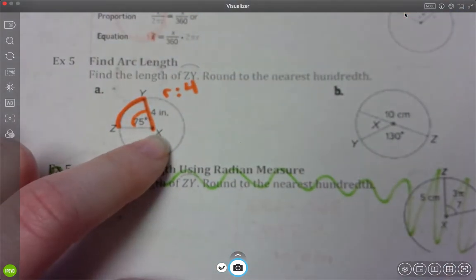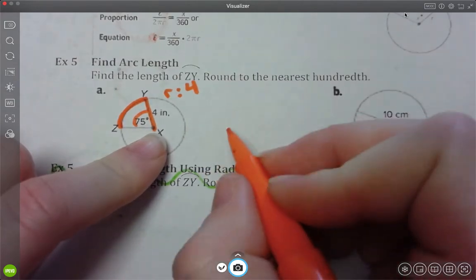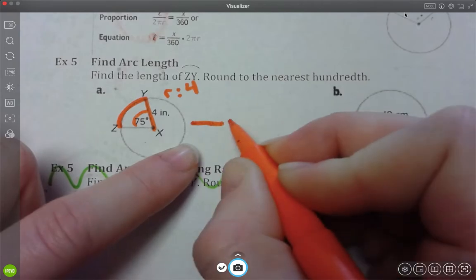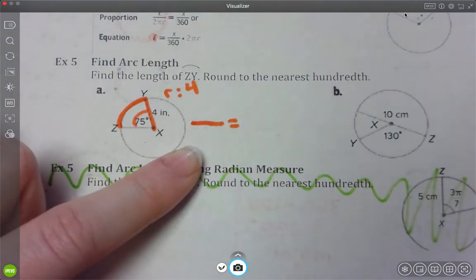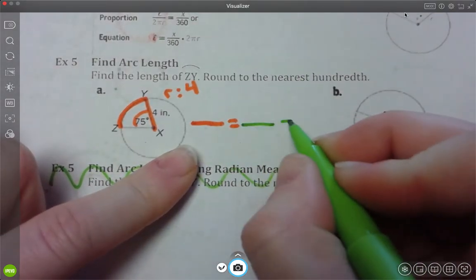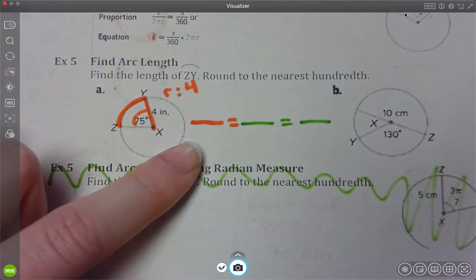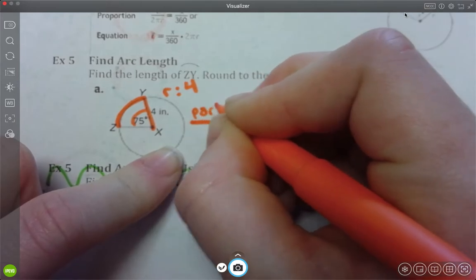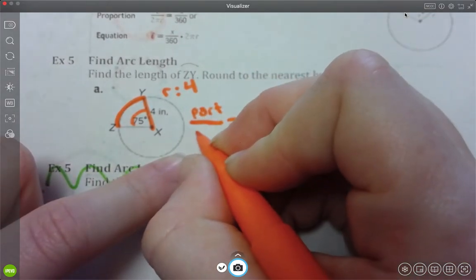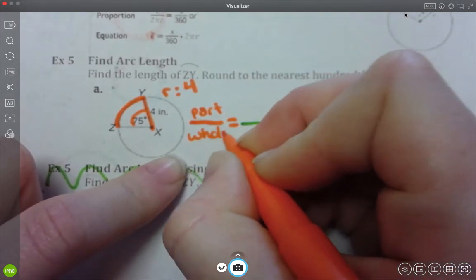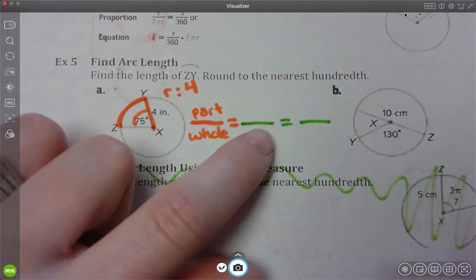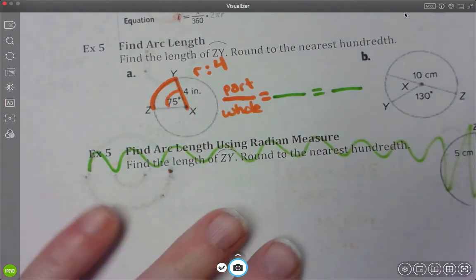So what I'm going to do is I always set these up as a proportion, and then it helps me to figure out how this thing works. I'm going to set it up as a 3-part proportion. So I'm going to do the part over the whole. That's what I'm going to do: the part over the whole, and part over whole, and part over whole.